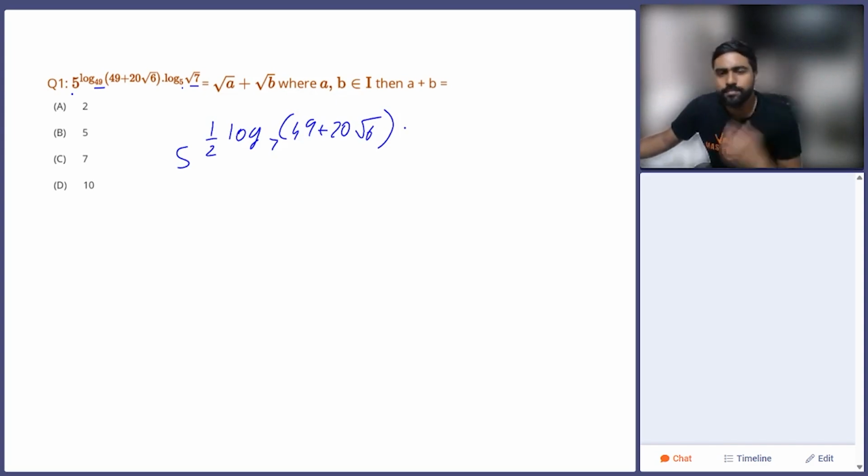And over here also, log root 7, I will take 7 power 1 by 2, that 1 by 2 I will take outside, and it will come as it is, directly log of 7 to the base 5. Now this 1 by 2 into 1 by 2 will become directly equal to 1 by 4.